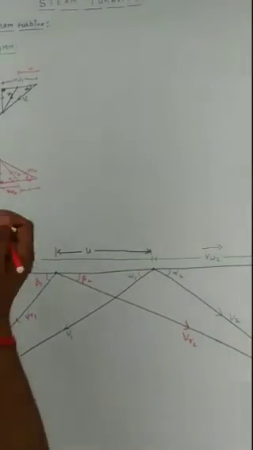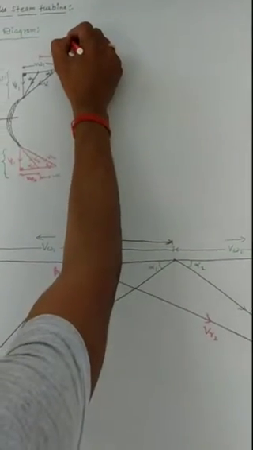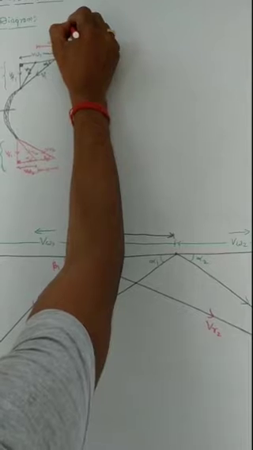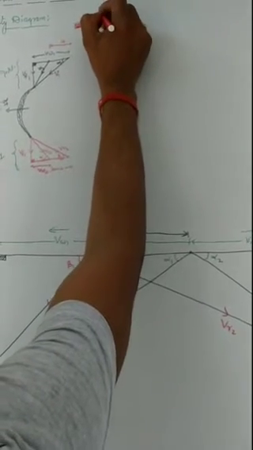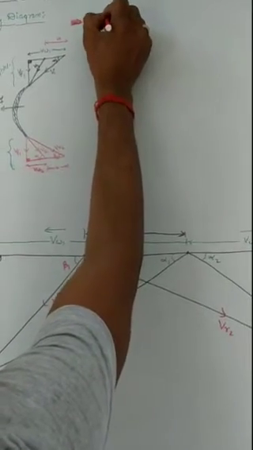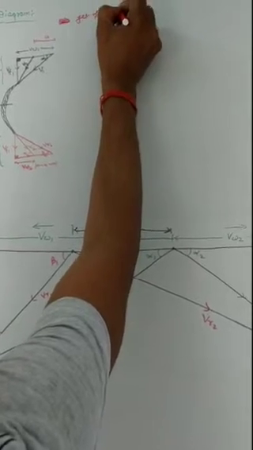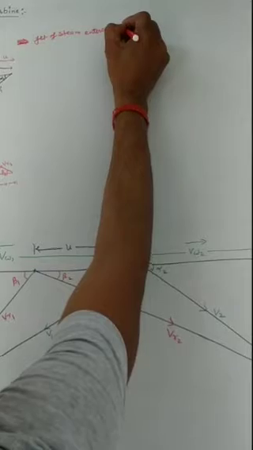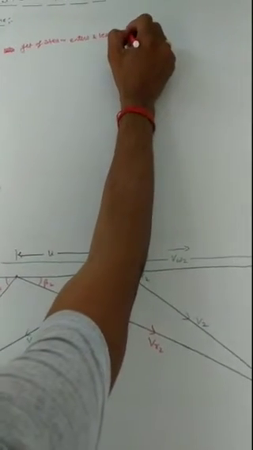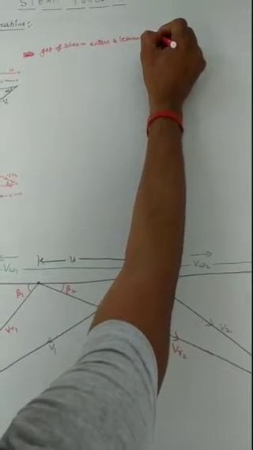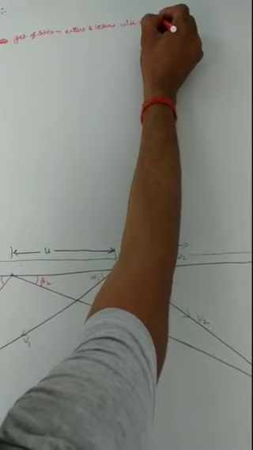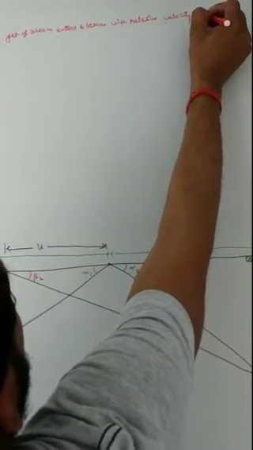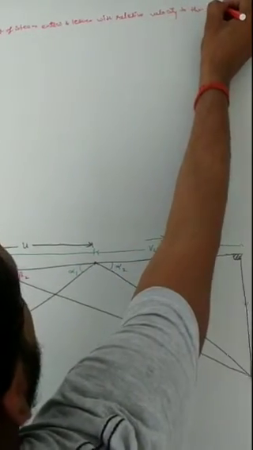So for these velocity triangles, one thing you have to remember is that the jet of steam enters and leaves with relative velocity to the moving blade.